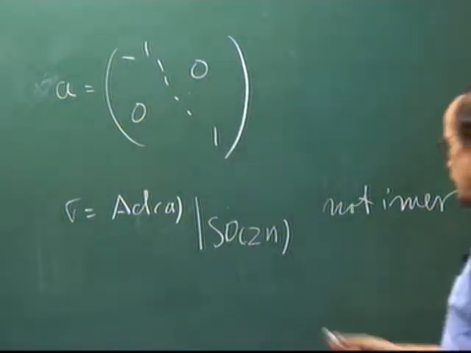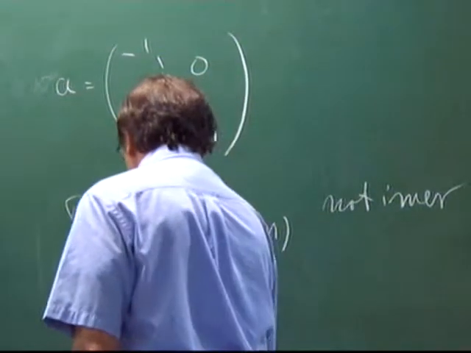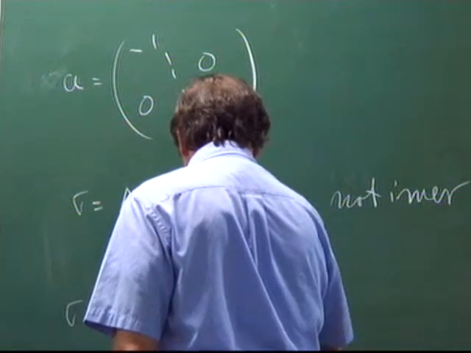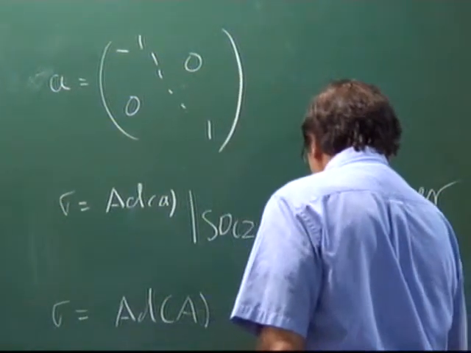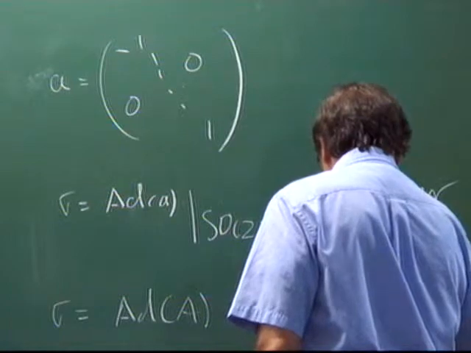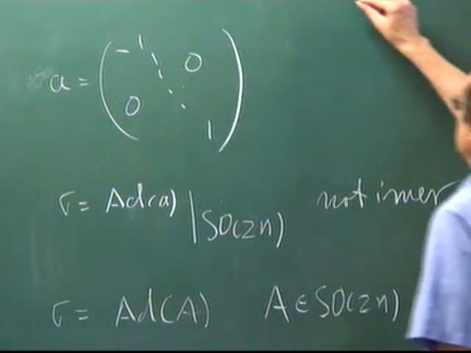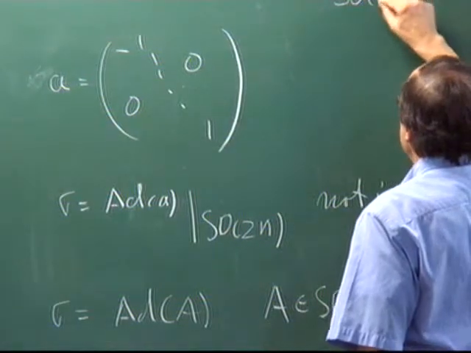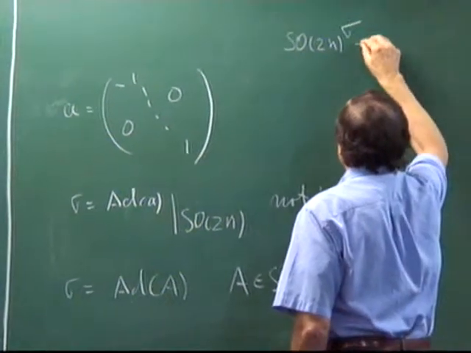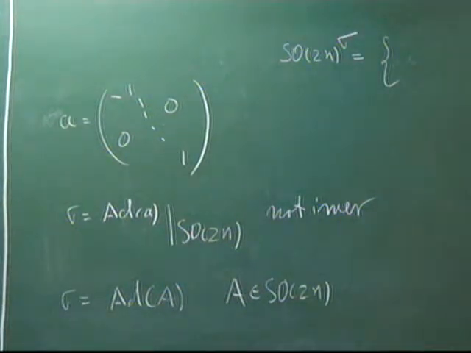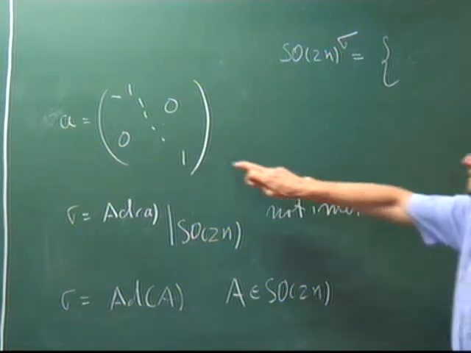I can argue as follows. Let sigma be adjoint of, say, capital A. A lies in SO2n. Then I look at the fixed point set. What is SO2n sigma? That's the matrices that commute with this A, right? So what does that look like? We need to commute with this particular matrix.